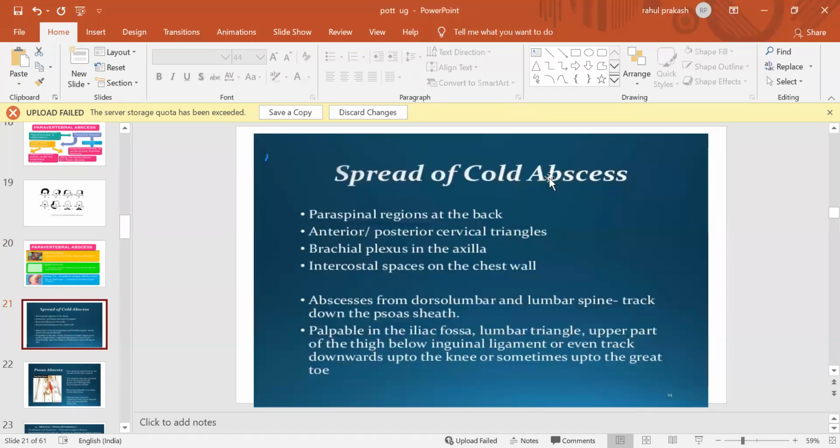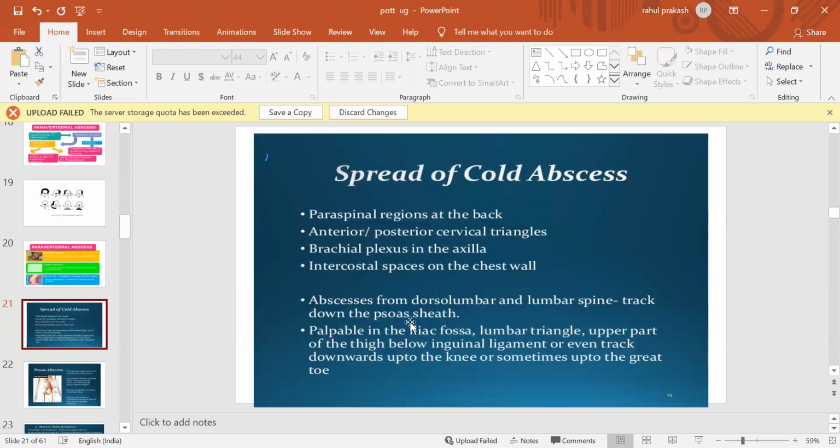Then again comes the spread of cold abscess. Cold abscess is the abscess of spine TB. So it can go into the back. It can go into the cervical area. In the cervical area there are triangles, so it can go anterior and come to the triangles of the neck. It can go into the axilla. It can go into the chest wall. Okay, anywhere it can go.